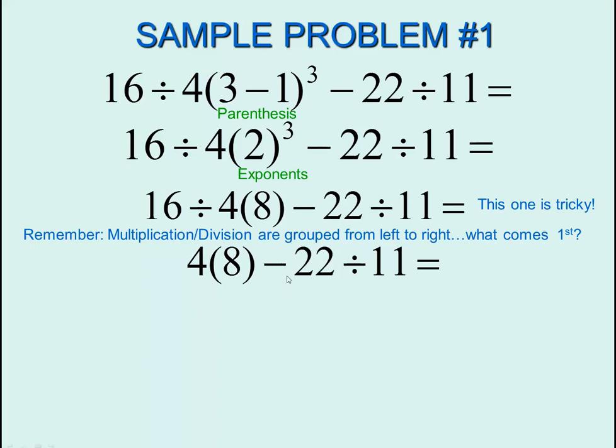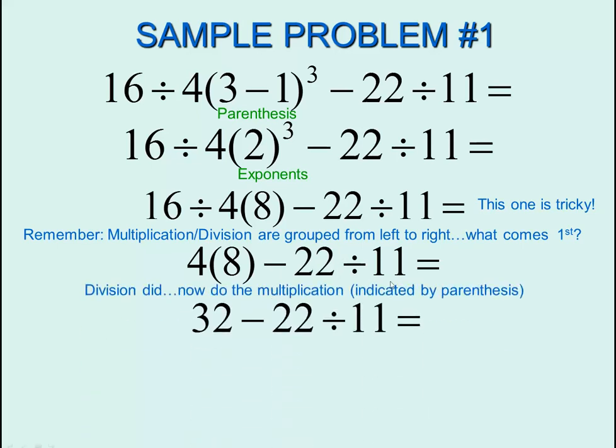Now you need to choose. Division has to be done first before you do the subtraction. All right, so 22. Oh, yeah, you're right, but this is multiplication. My bad, my bad. 4 times 8 is 32. Now we do the division first, before we do that subtraction. 22 divided by 11 is 2. And 32 minus 2 would be 30. See?